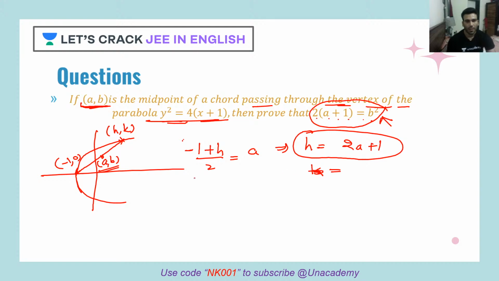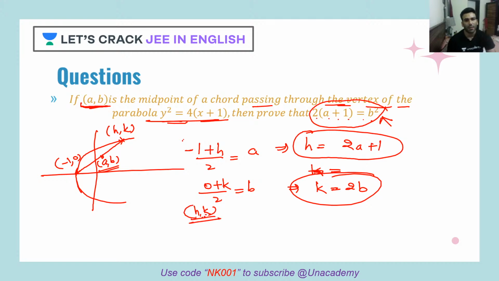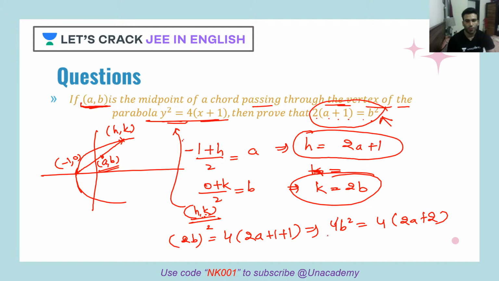So my k, using the ratio formula, I can clearly say that 0 plus k by 2 will be equal to b. So my k will be equal to twice of b. Now I know that h comma k lies on the parabola, correct? When it lies on the parabola, it should satisfy this parabola's equation. So let's do that. k square, so I have twice of b whole square, equal to 4 times x, which is twice of a plus 1, plus 1. Let's solve it further. So I have 4 times b square is equal to 4 times twice of a plus 2. So 4 will cancel out. So I can write b square as twice of a plus 1. Yes, it's the same as what is being asked to be proven.